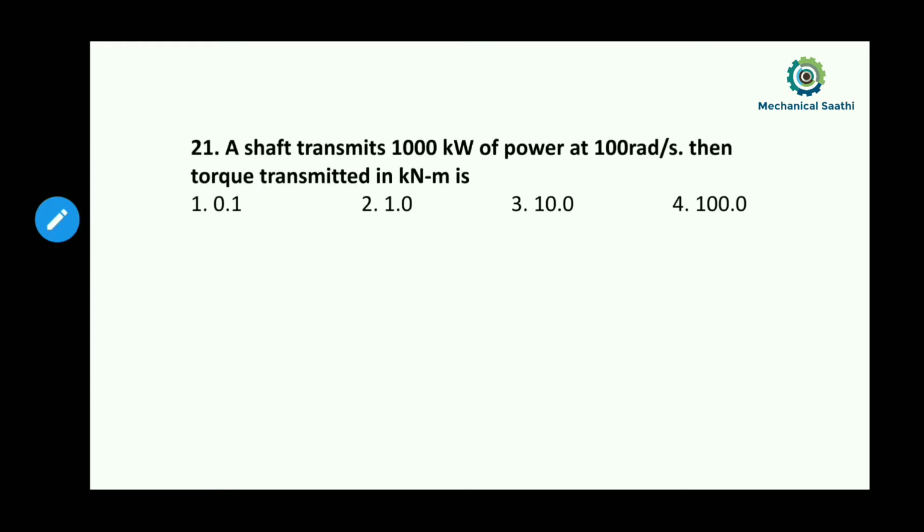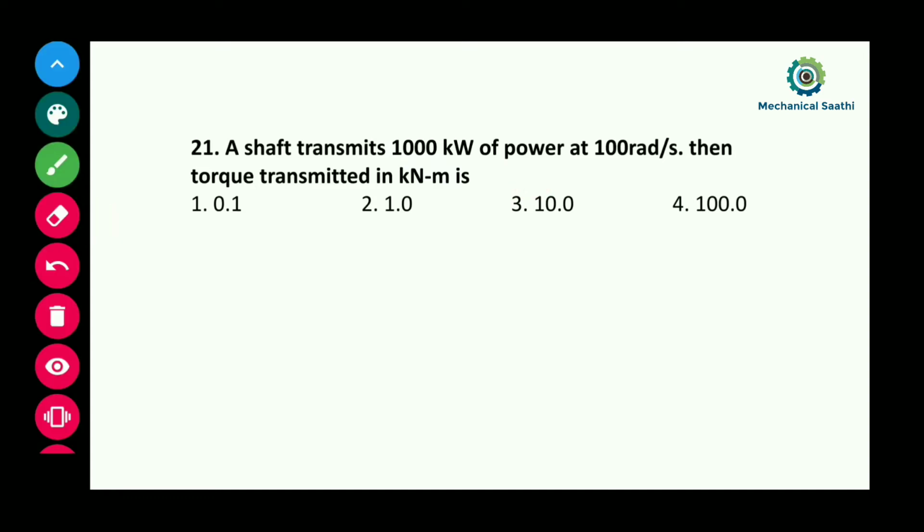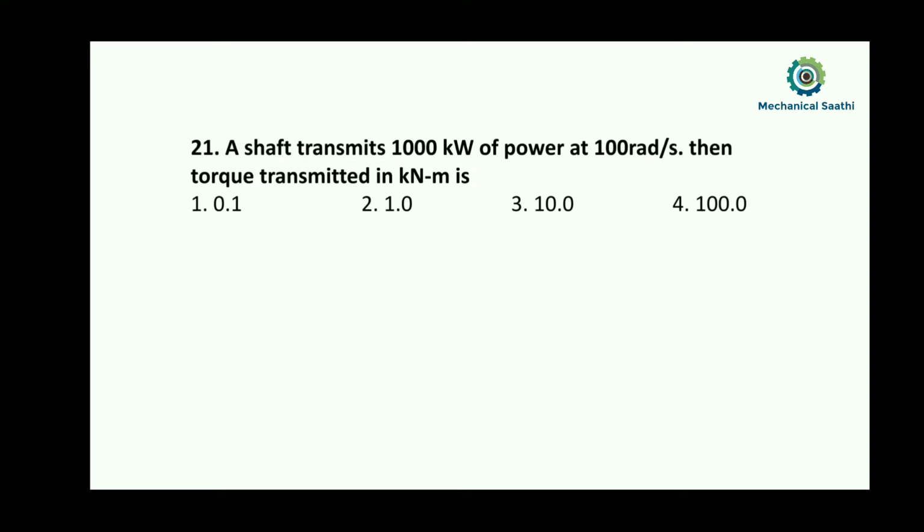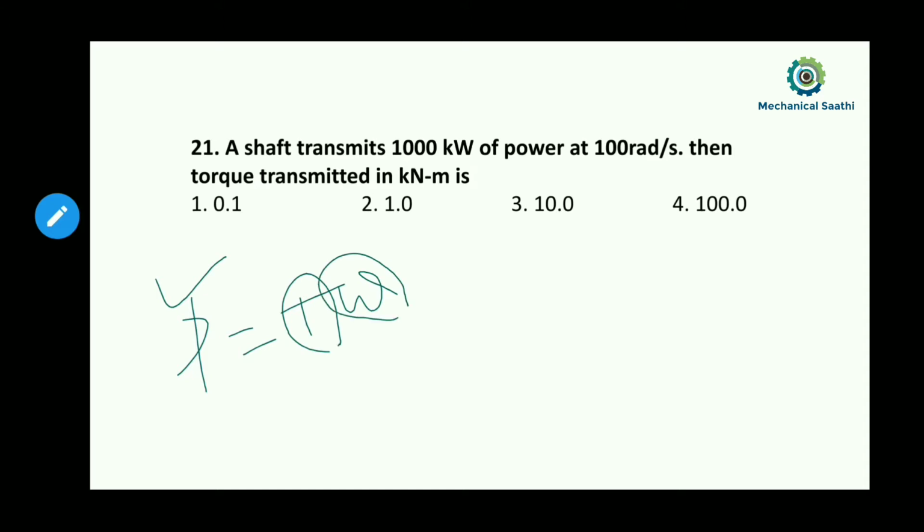So the 21st question is that a shaft transmits 1000 kilowatt of power at 100 radian per second. Then we have to find out the torque transmitted in kilonewton. If we want to find out the torque, we know the power and torque relation: power is equal to torque into omega, where P is the power, T is the torque transmitted, and omega is the angular velocity.